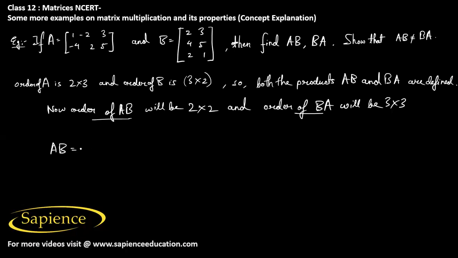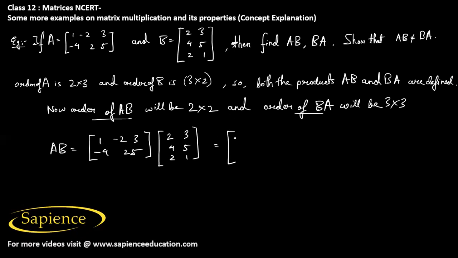Okay, so first we need to find the product AB. That would be [1, -2, 3; -4, 2, 5] times [2, 3; 4, 5; 2, 1]. It should be of order 2 cross 2. For the element of the first row and first column, we take the first row of A and the first column of B. So it will be 1 into 2, that is 2, plus -2 into 4, that is -8, and plus 6. Then 1 times 3 is 3, then -2 into 5, that is -10, and plus 3 ones are 3.